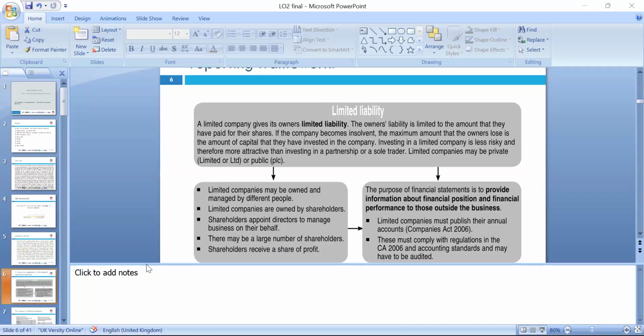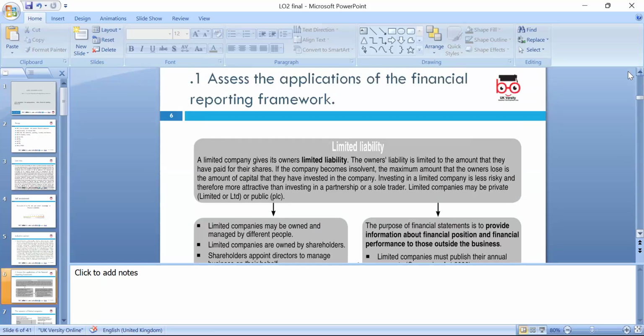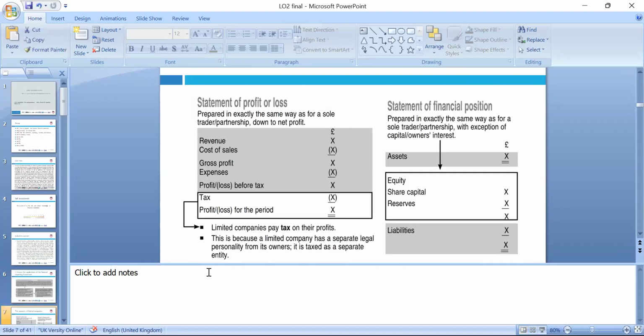Okay, so we discussed limited liability. With limited liability, nobody can really claim your personal assets if you register a company. We can register the company at Companies House, and the company has limited liability. Then we can assess the application of the financial reporting framework and look at different businesses.